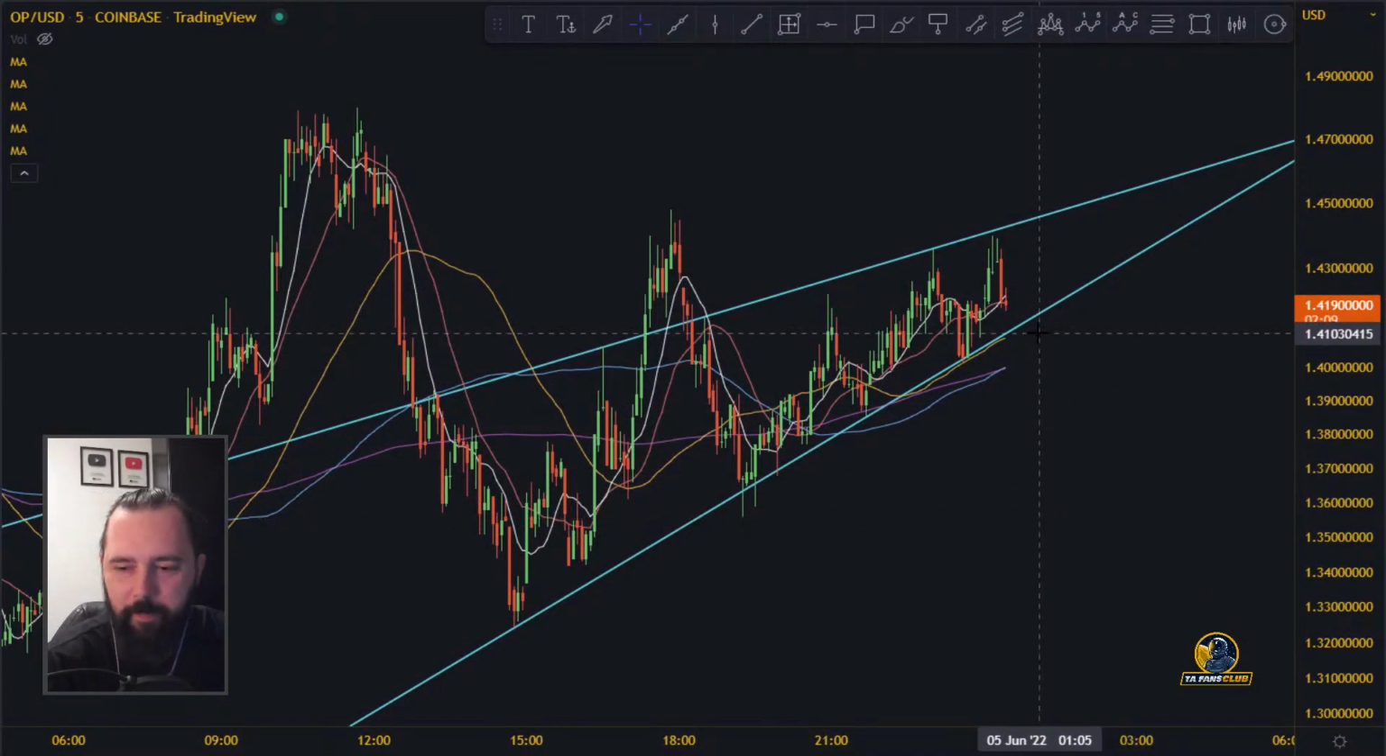Absolutely, long it. Long it too. Volume dies after midnight. Yeah, volume should die right before the daily close.